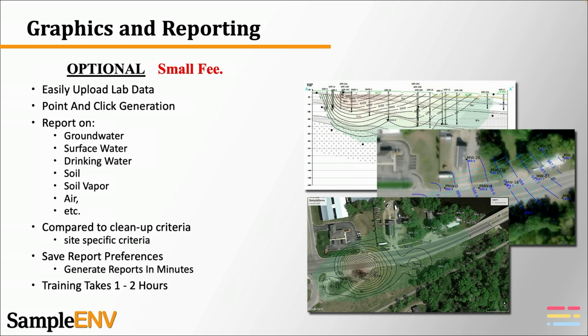Users can generate reports very quickly, in a matter of minutes. The first time setting up report preferences is going to take you several minutes. However, once your preferences are set for each type of graphic, you're able to generate those graphics in a matter of seconds from that point on. Users are allowed an unlimited number of graphics to report information on. This is handy for sites with multiple source areas and different types of contaminants across the project site.